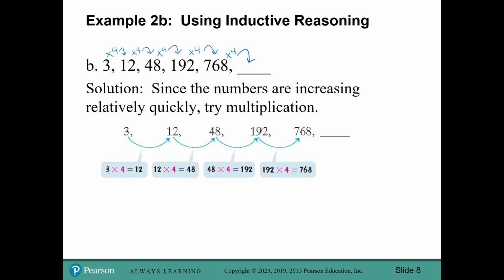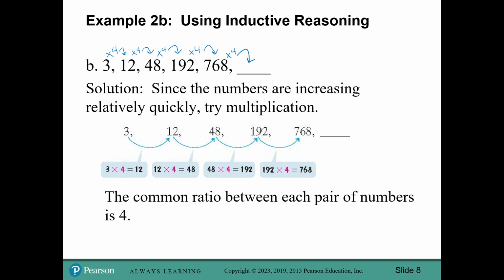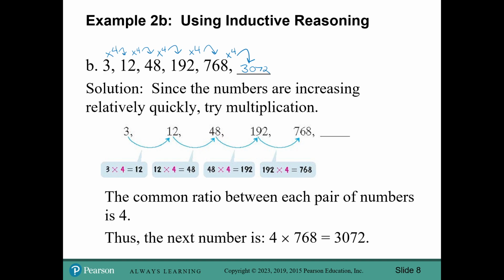So, following what we just did, just in a fancier format, we are multiplying by 4 each time. The common ratio between each pair of numbers is 4. Thus, the next number, if you did your multiplication correctly, using either a handwritten method or a basic calculator, you could have gotten 4 times 768 is 3,072. So our answer here would be 3,072 using inductive reasoning.